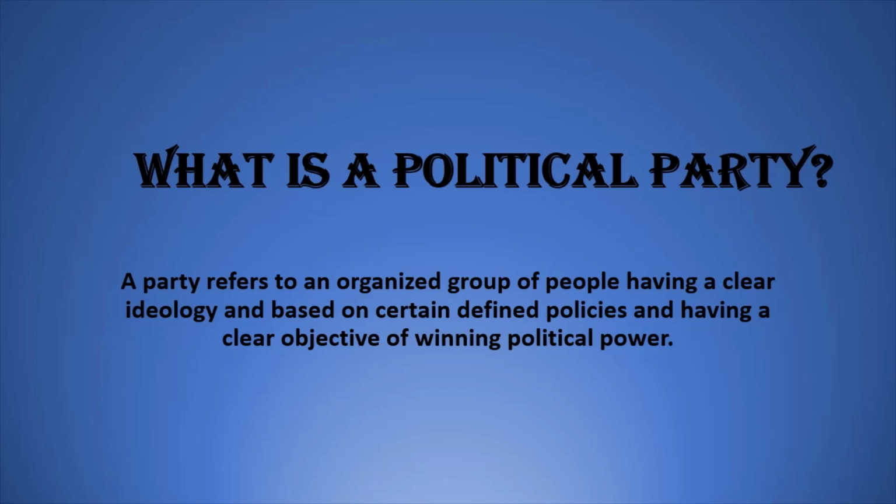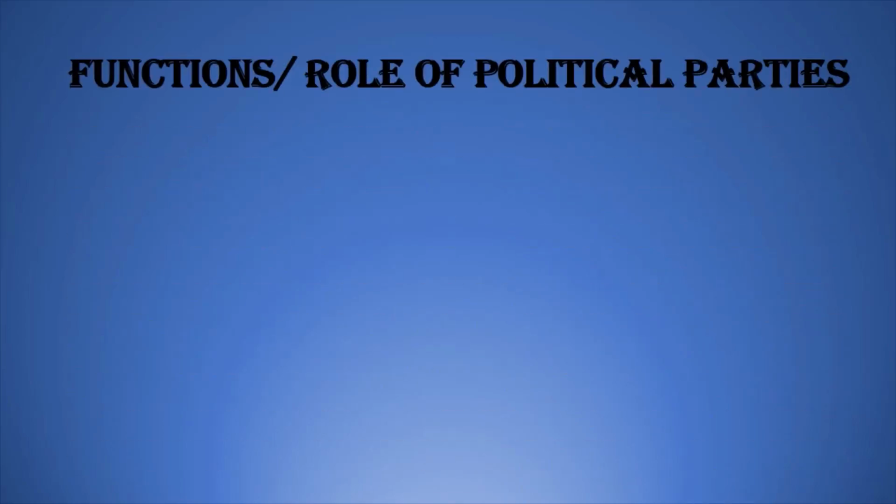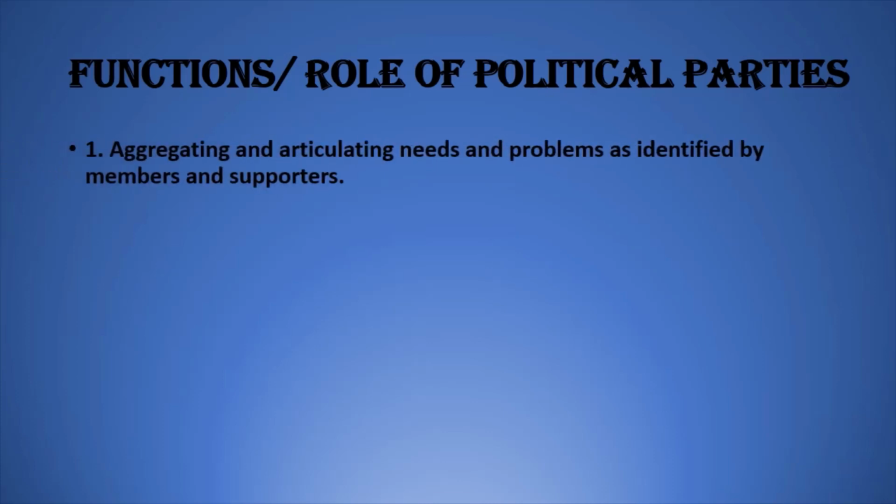This then rolls us into the functions of political parties, or importance or the roles of political parties in a democracy. Parties contribute to democratic governance through the functions they perform for the political system. Political parties are often described as institutional mediators between the civil society and those who decide and implement decisions. Some of these functions include, firstly, aggregating and articulating needs and problems as identified by members and supporters. This is made possible by political parties uniting sectional interests, bridging geographical differences, and inducing cohesion among the people. This is to ensure order and system maintenance.